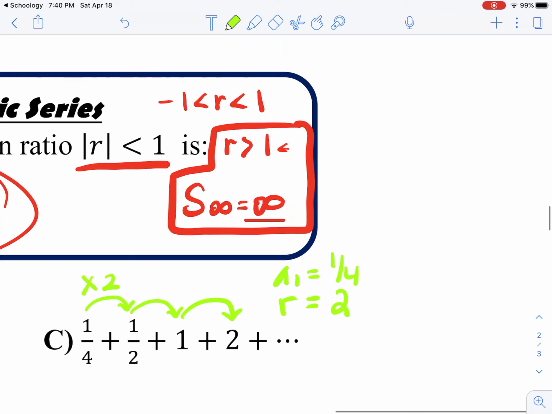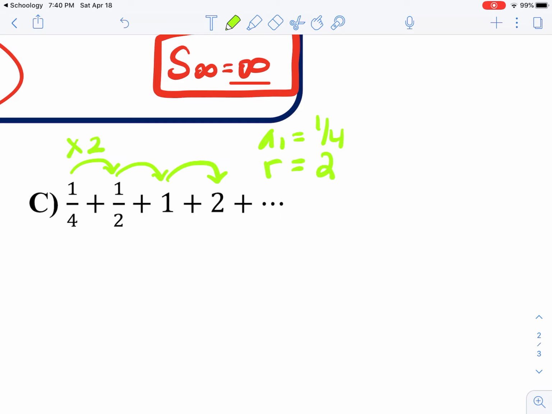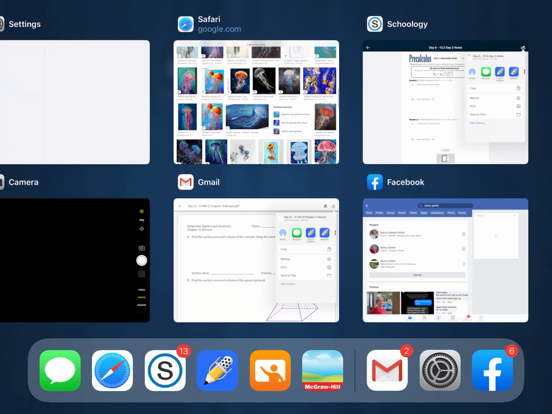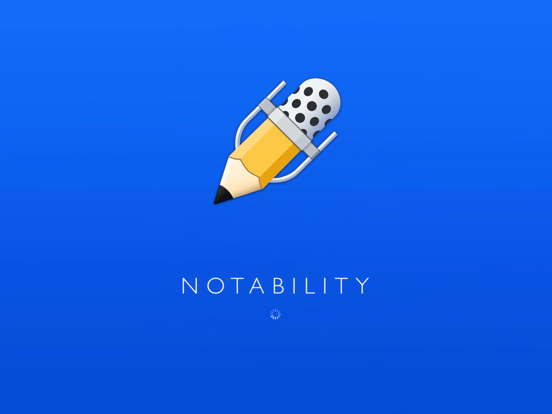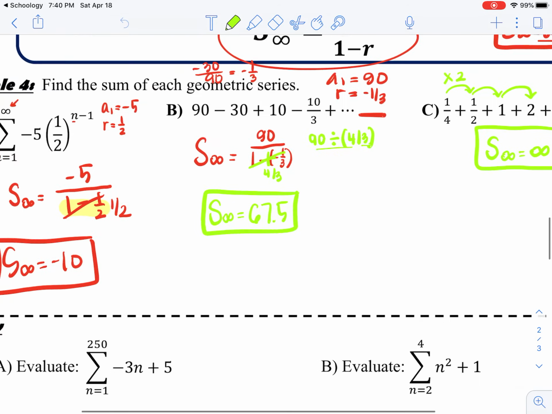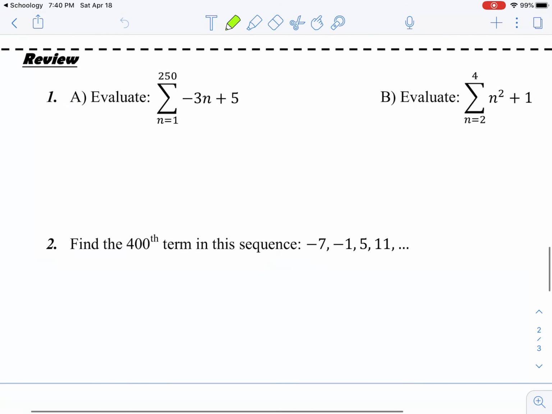Now, 2 is not in between -1 and 1. It is greater than 1. So if I keep doing this, realize the next term is going to be 4, and then 8, and then 16, and it's going to get bigger and bigger. So if I ask you to take those numbers and add them all up, it's infinity, right? It's just not possible to get that sum. So I shouldn't say it's not possible, it's just that it goes on forever and ever.